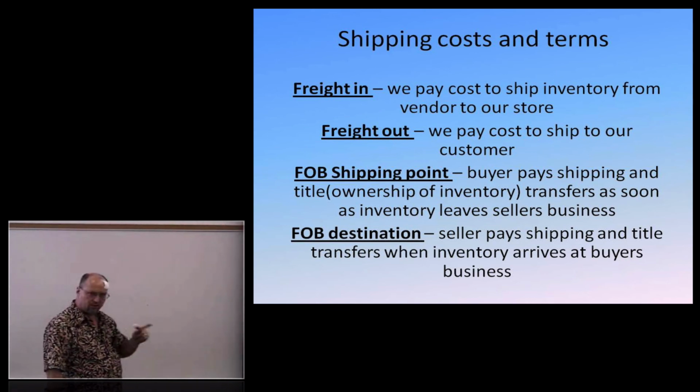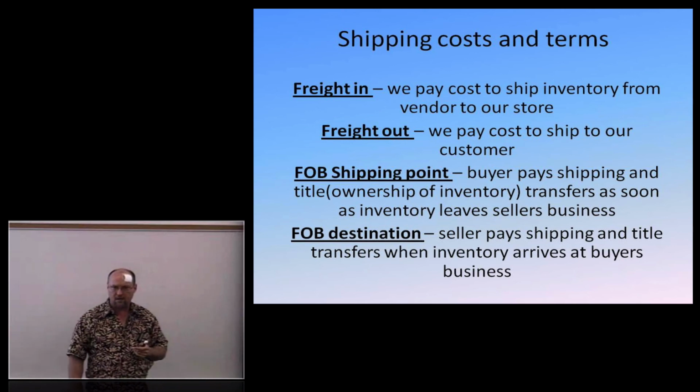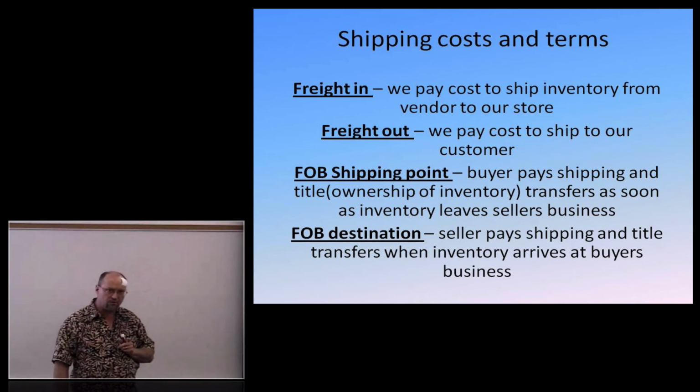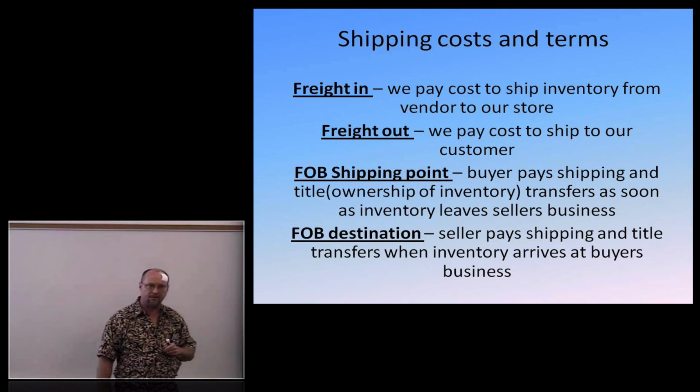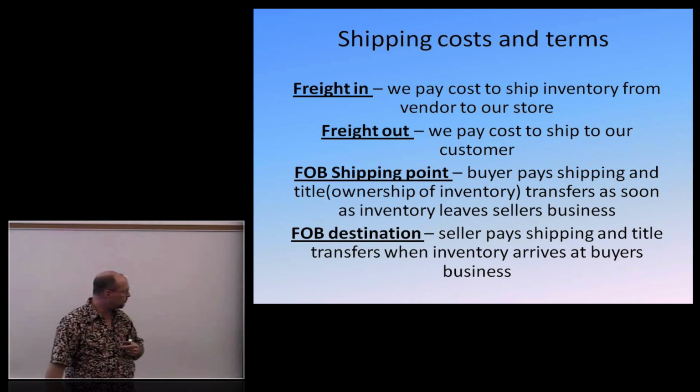And title, ownership of inventory, transfers to us from the seller to the buyer as soon as the boat pulls out of the port in Tokyo. So if it's floating somewhere near Hawaii on December 31st, we own that inventory. Whoever owns the inventory puts that inventory on their balance sheet on December 31st, even though we don't have it yet. It's still our inventory. Let me go back to the other slide.